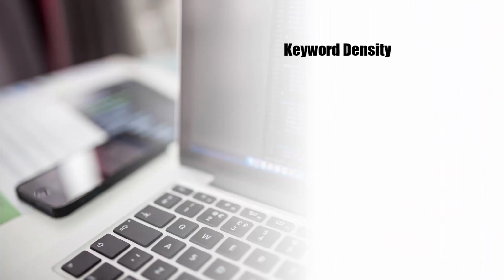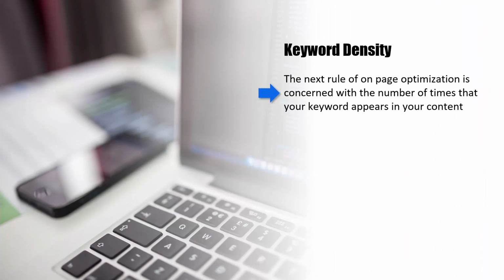Keyword density. The next rule of on-page optimization is concerned with the number of times that your keyword appears in your content. If you have a 500-word article that you are going to add to a page, then your keyword should occur 2 or 3 times on this page. This is an approximation. This is referred to as keyword density. Keyword density used to be very important for rankings, but this has changed, but we would say it is still worth paying attention to, but won't get you to the top of Google on its own.